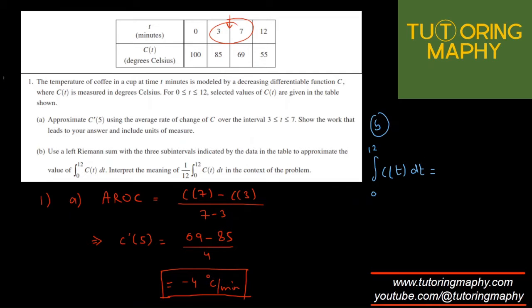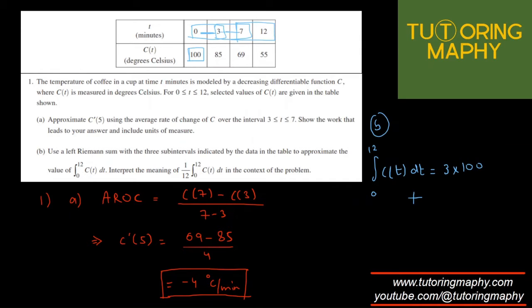We need to do that in 3 subintervals, which means the first interval is going to be 0 to 3. Since it's a left-hand Riemann sum, I'm starting from 0 on the left hand. This is 1, this is 2, and this is 3. I'm interested in the area, of course. The area of the rectangle formed by these 2 points is the base, or width, which is 3 minus 0, that is 3, times the height, which is taken off the left-hand point, which is 100. So this is 3 times 100.